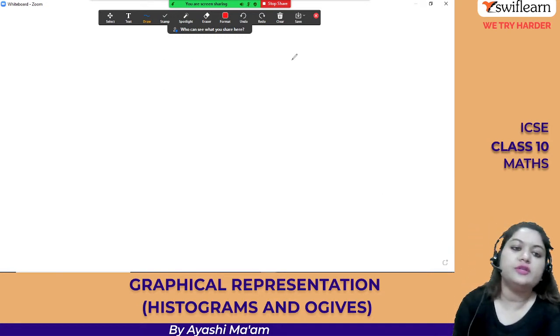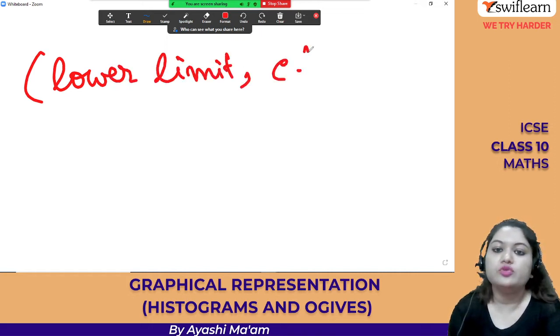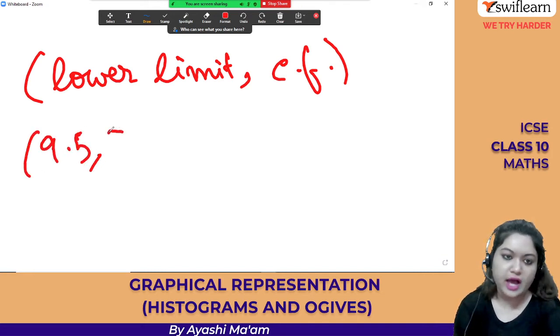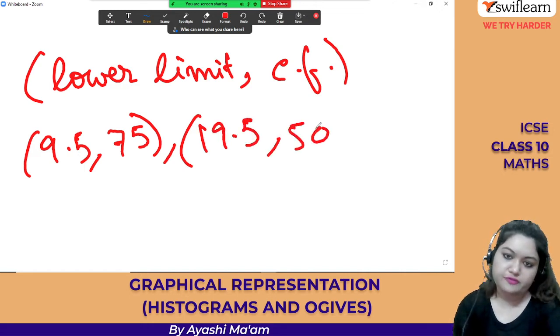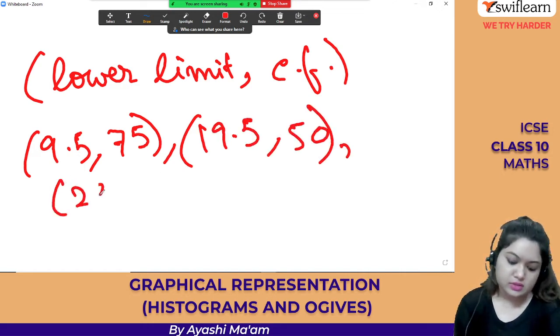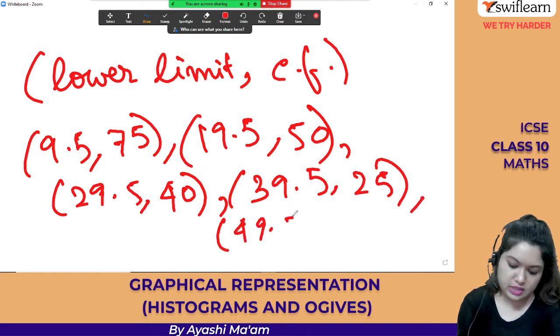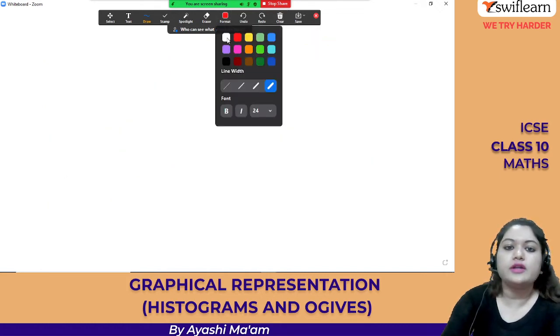As you know, we will be going with the lower limit and the cumulative frequency. So your points are going to be 9.5, 75, 19.5, 50, 29.5, 40, 39.5, 25, and 49.5, 5. Right? Now time to plot it on the graph.